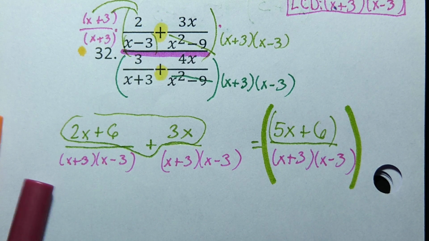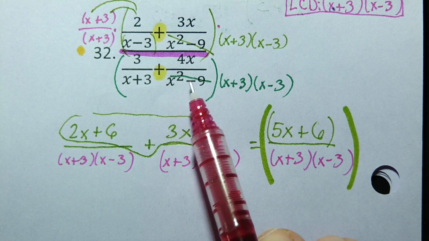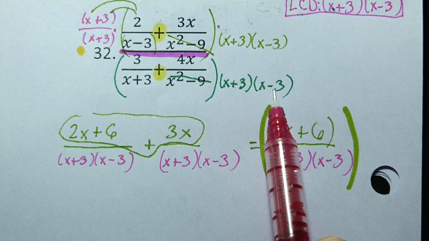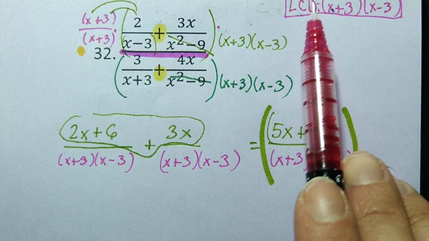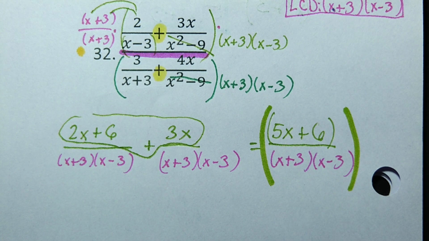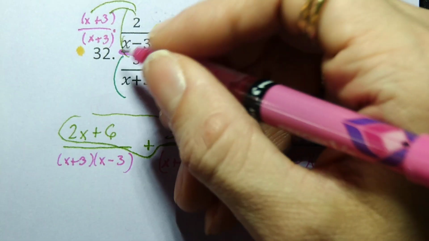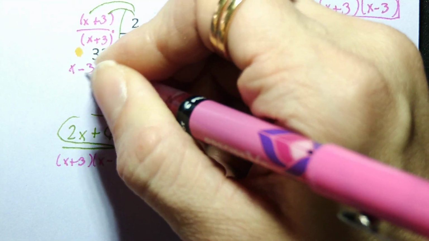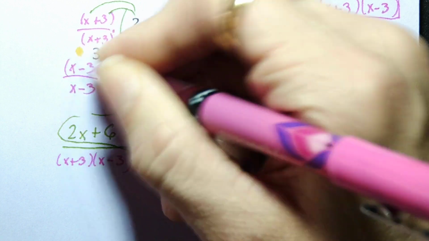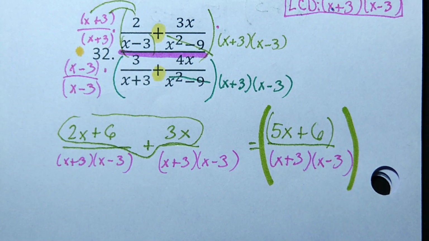Now on the bottom, we have a similar setup. This one will not need a creative form of 1 since it already has the LCD. But the one on the left, what time is lunch? 15. But the other fraction is going to need x minus 3 over x minus 3. See if you can finish the problem from here. Find what the bottom is equal to by adding those two fractions together and then keep, change, flip.